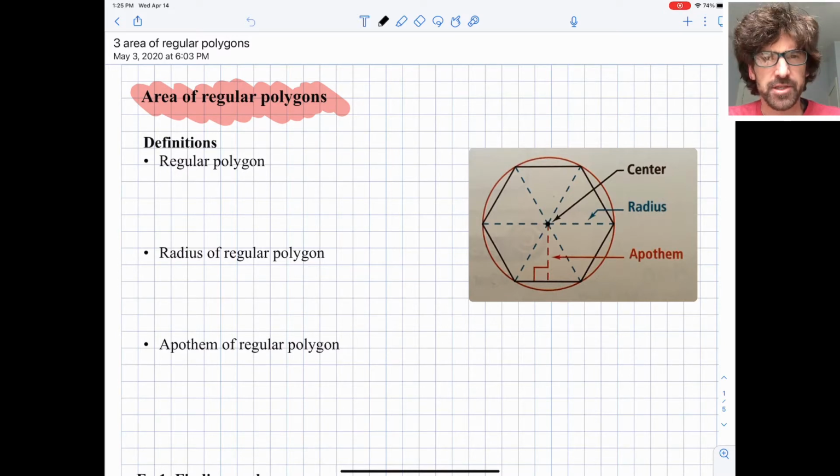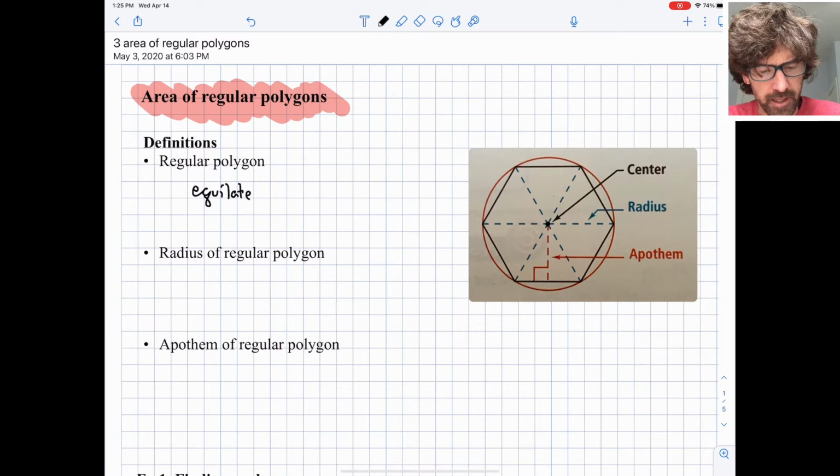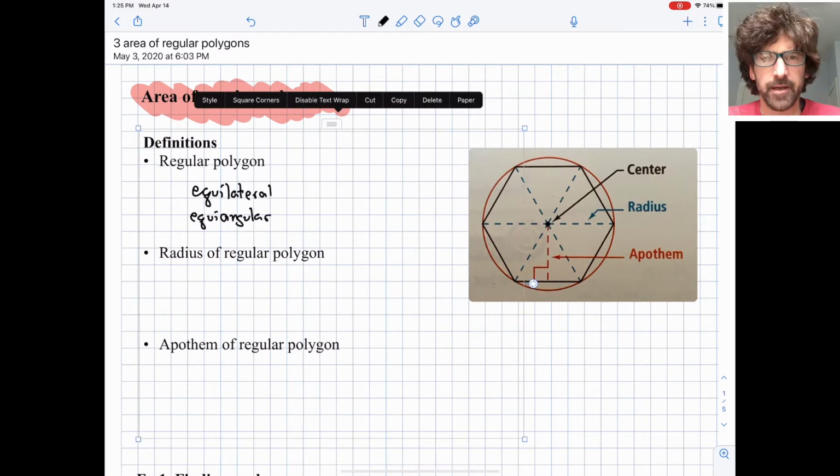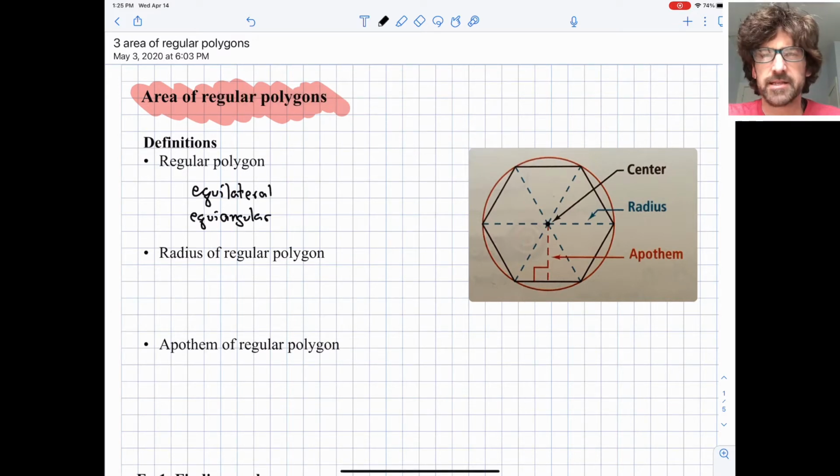So first of all, let's just remind ourselves what a regular polygon is. A regular polygon is a polygon that is both equilateral, meaning all sides are congruent, as well as equiangular. A classic example of a regular polygon is a square. A square has all 90-degree angles and all congruent sides.